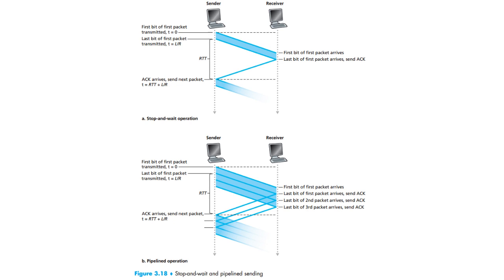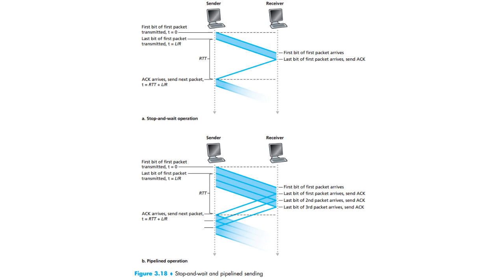The analysis of the stop-and-wait protocol shows rather dismal sender utilization: U_sender = (L/R) / (RTT + L/R) = 0.008 / 30.008, which is equal to 0.00027. Now see pipelined sending. The solution to this particular performance problem is simple.